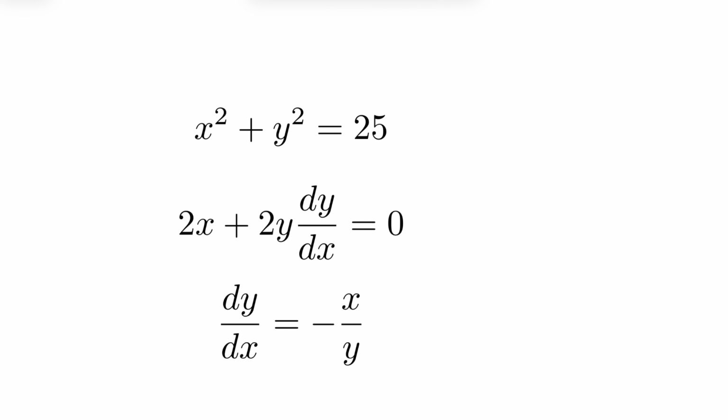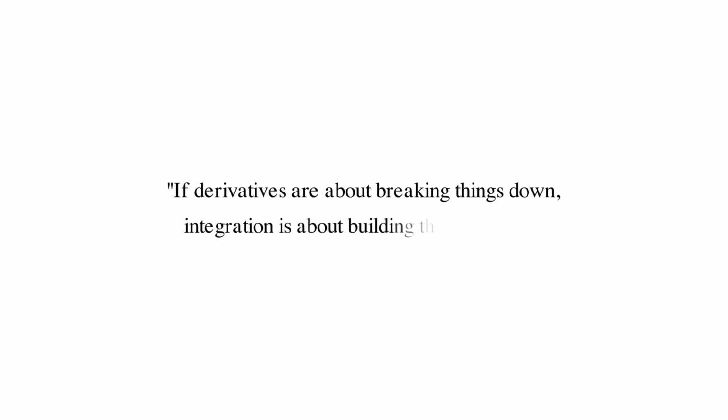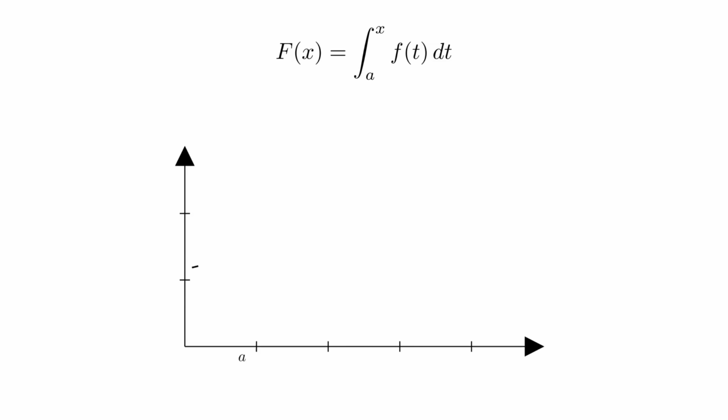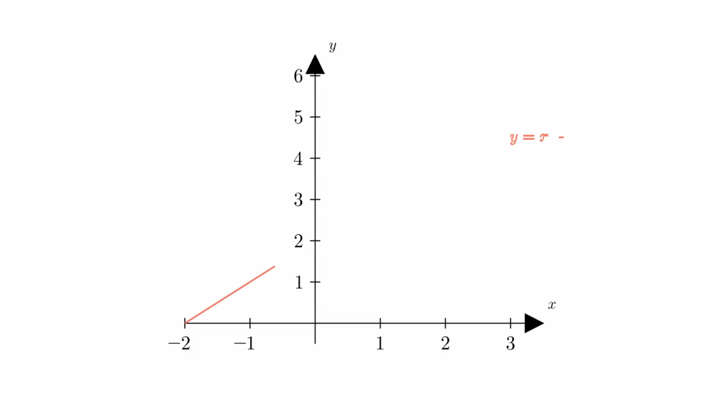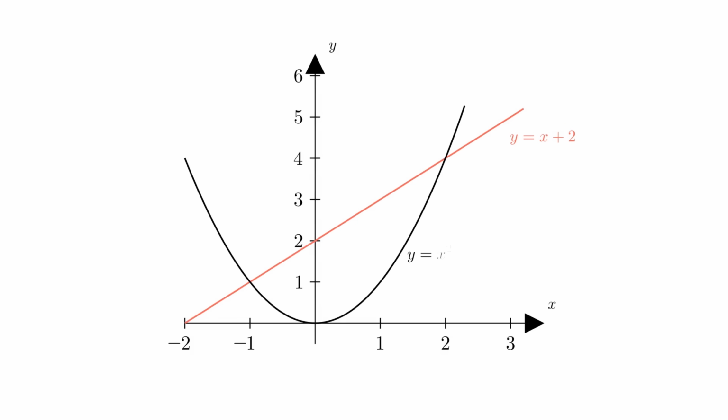Solve for dy/dx and you get negative x over y. If derivatives are about breaking things down, integration is about building them back up. The integral finds the area under a curve between 2 points. So something like the integral from 1 to 3 of x squared. That's asking for the total area sitting underneath that curve.